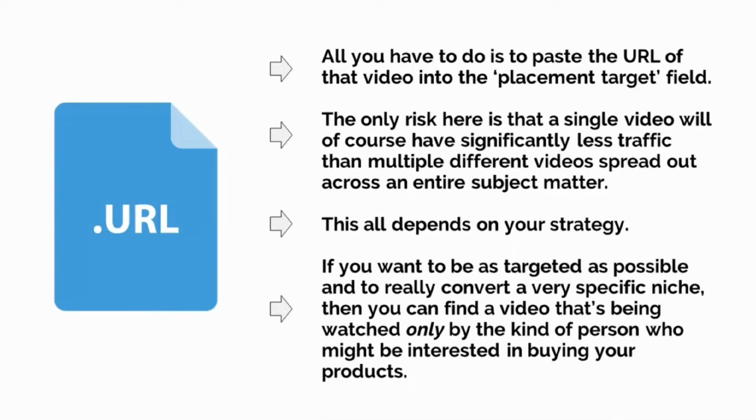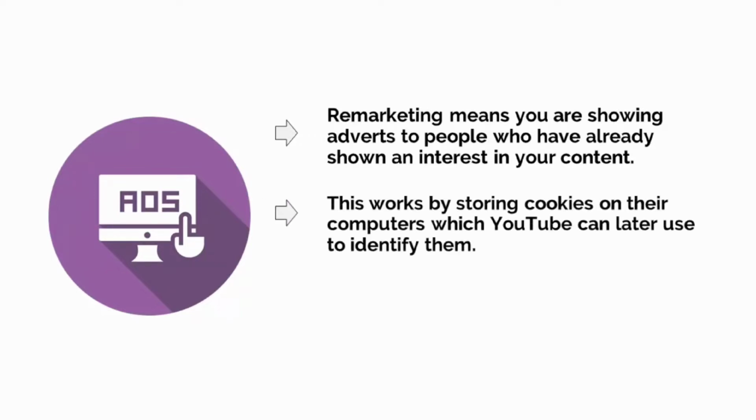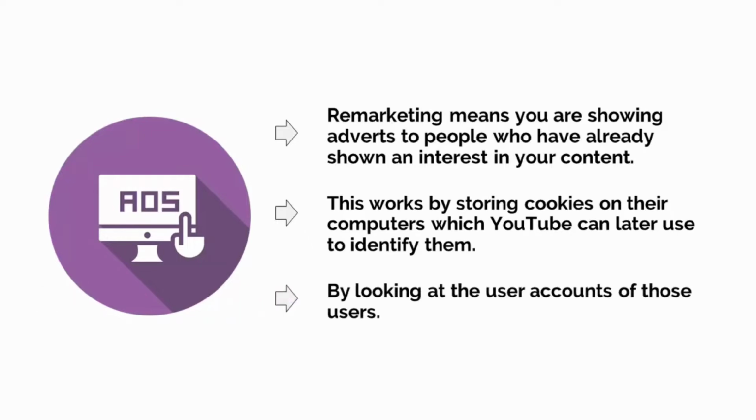If you want to be as targeted as possible and to really convert a very specific niche, then you can find a video that's being watched only by the kind of person who might be interested in buying your products. Google remarketing is another advanced targeting technique which can be used with YouTube. Basically, remarketing means that you're showing adverts to people who have already shown an interest in your content. This works by storing cookies on their computers, which YouTube can later use to identify them, unless they clear their cookies out of the system, of course, and by looking at the user accounts of those users.